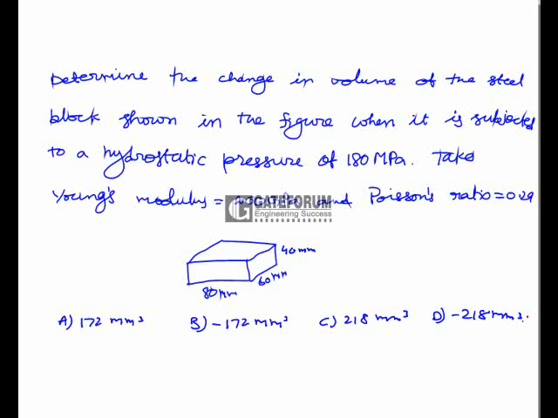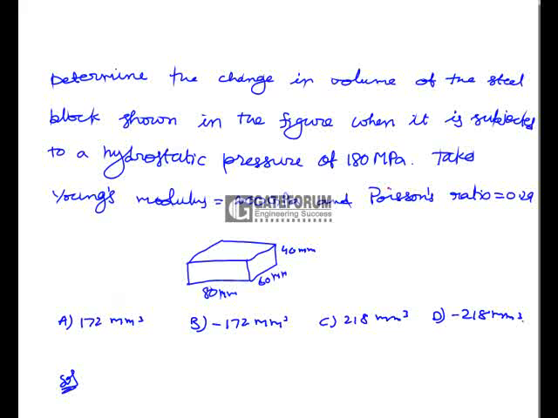Determine the change in volume of the steel block shown in the figure when it is subjected to hydrostatic pressure of 180 megapascal. Take Young's modulus is equal to 200 gigapascal and Poisson's ratio is equal to 0.29. So this is the given member. It is a rectangular cube of dimensions 80 mm length, 60 mm width, 40 mm depth. So here the member is subjected to hydrostatic pressure of 180 megapascal.